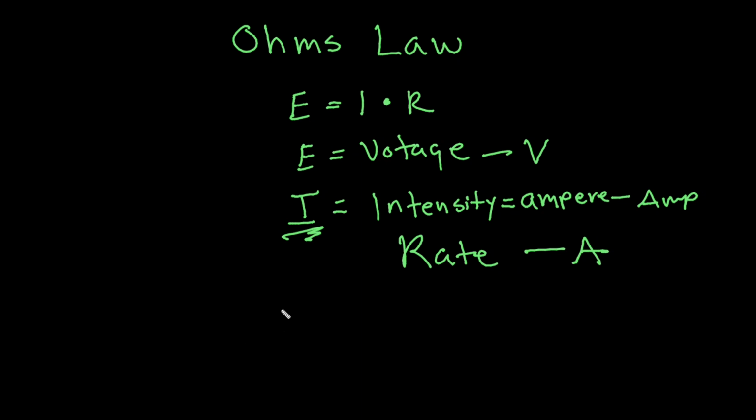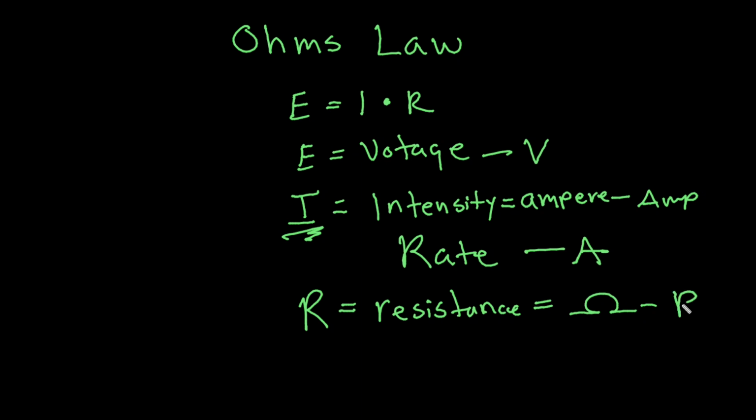Well, that leaves us with one more thing, and that is R, and that is for resistance. And its symbol is the Greek letter omega, but you may also see lower values simply written as R. And it is the electron flow inhibitor. We'll just leave it at that for now.